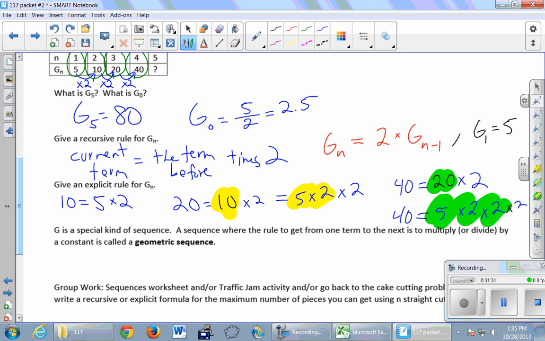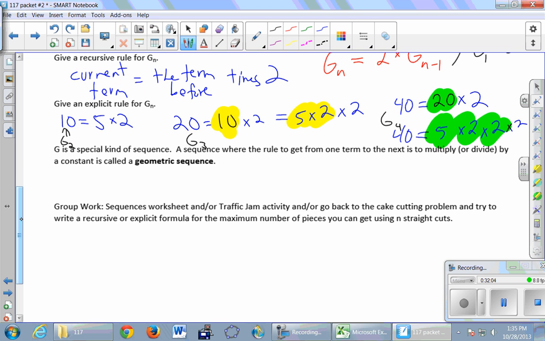This 10 was really what number in this table? This was really G2, and this 20 was G3, and 40 over here was G4. When we were finding G4, how many 2's did we need to multiply by? All right, for G4 we had 3 2's. G3 had 2 2's. G2 had 1 2. So there's a pattern there.